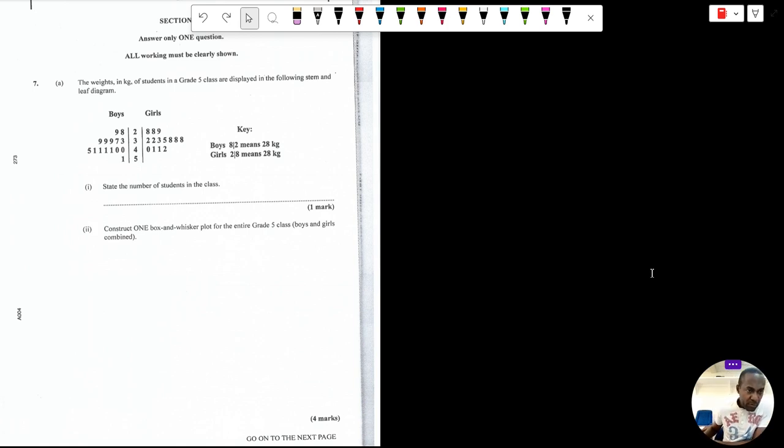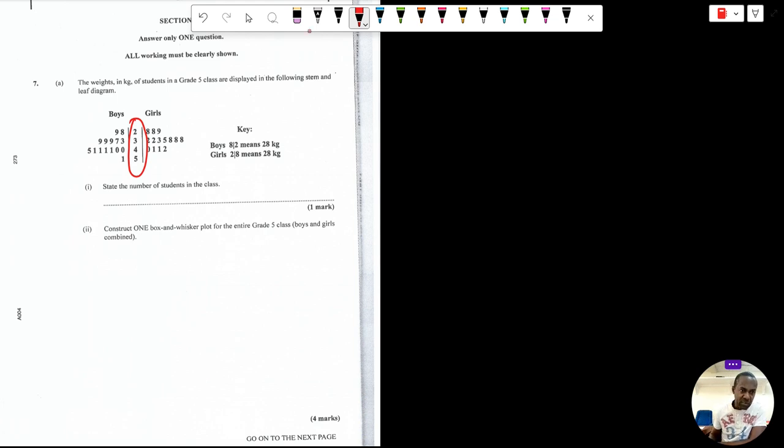Now, the question says, the weights in kilograms of students in a grade 5 class are displayed in the following stem and leaf diagram. So here we have a stem and leaf diagram where the stem, of course, is in the middle, as indicated by these numbers 2, 3, 4, and 5. And we have leaves on either side. So basically it's two-sided. And of course it shows the weights of the girls and the weights of the boys.